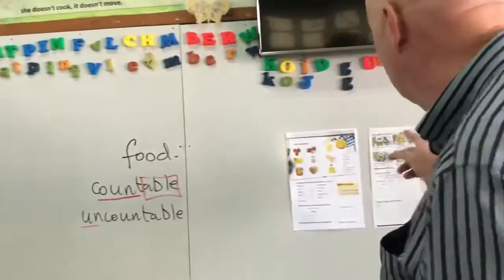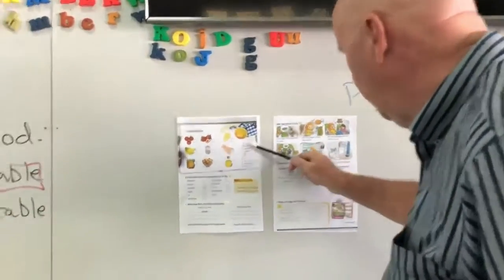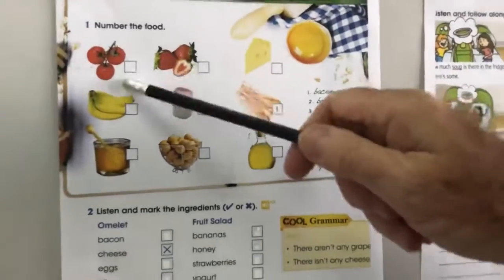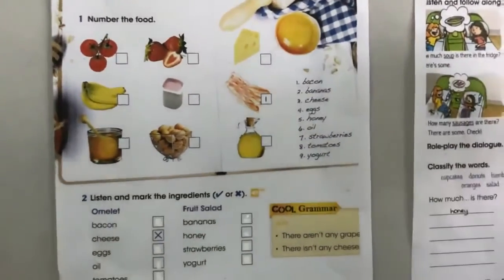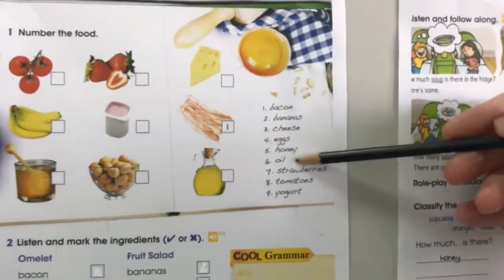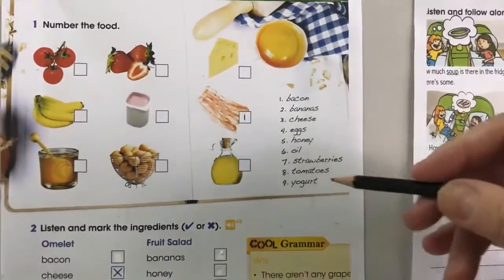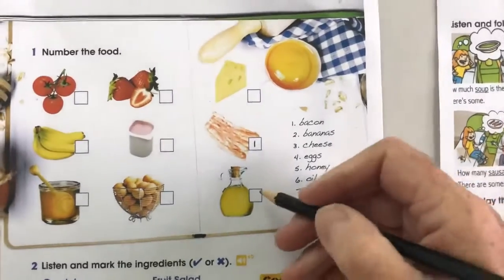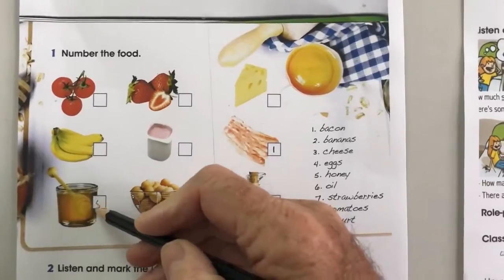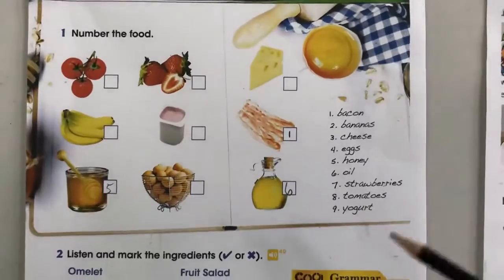So let's go over here then to page 68. Here look, we've got our 9 different foods. And here are the names. I think you know these. Bacon, bananas, cheese, eggs, honey, oil, strawberries, tomatoes, yogurt. So let's put the numbers in. So like number 6, oil will be here, won't it? Or honey, number 5 will be here. So put those in.